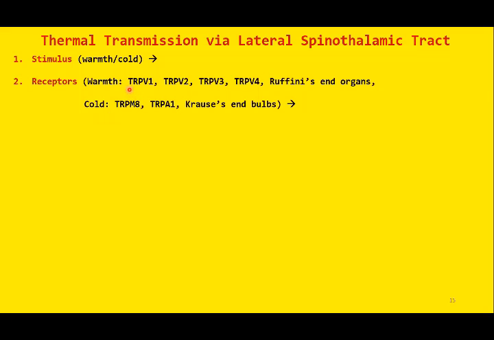Remember the names. TRP stands for transient receptor potential, and the last letter indicates V for vanilloid, M for menthol, and A for ankyrin. These are the types of TRP channels.